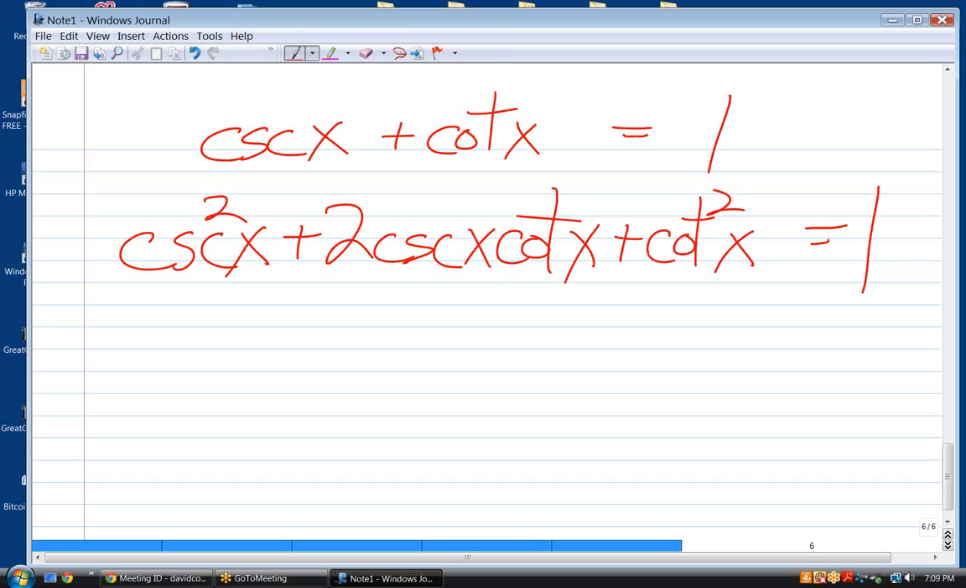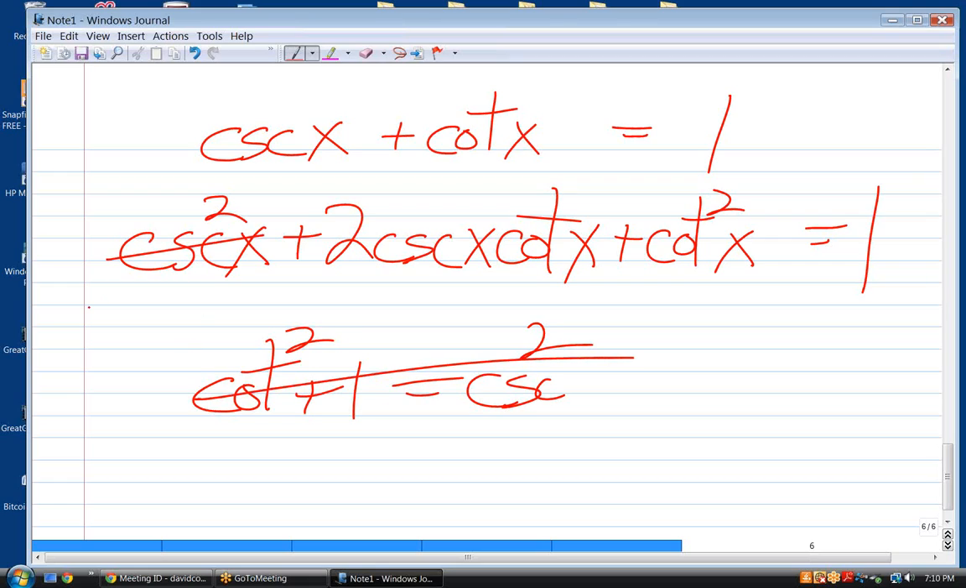What's cosecant squared x plus cotangent squared x equal to? Plus cotangent? Yeah, we've got cotangent squared plus 1 equals cosecant squared. So, oh boy, I thought I was going to be able to use the substitution. I can't. Well, I can still substitute for that. Let's substitute cotangent squared plus 1.